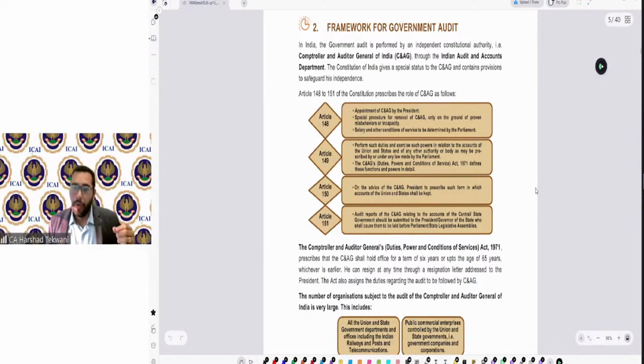So first stakeholder: let's say in an audit of a company, to whom do I address my audit report? The question is, in an audit of a company, to which particular stakeholder do I address my audit report? Simple question.